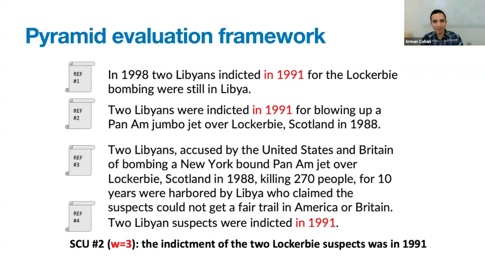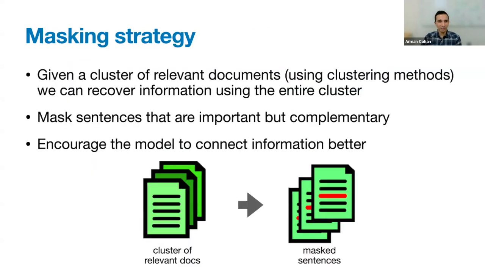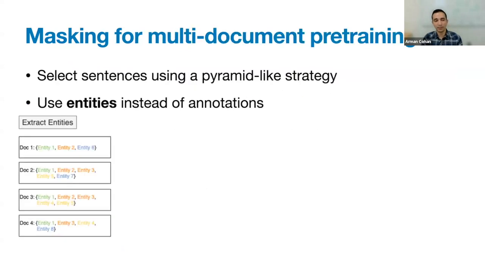So we use this intuition to design a new masking strategy. We wanted to mask sentences that are important, but complementary to each other. And then this encourages the model to connect information better across the document. So this is exactly how our masking strategy works.